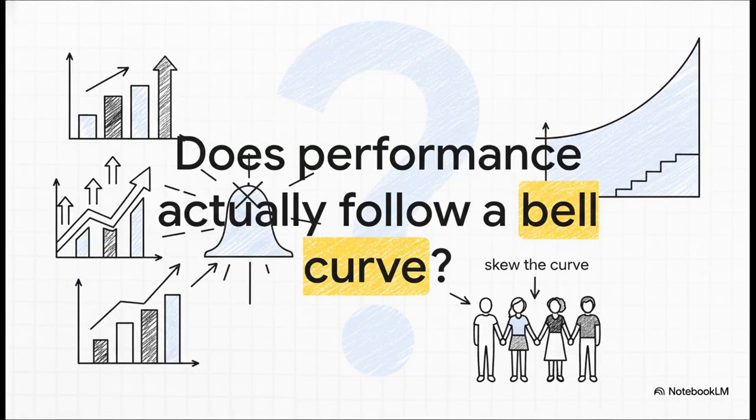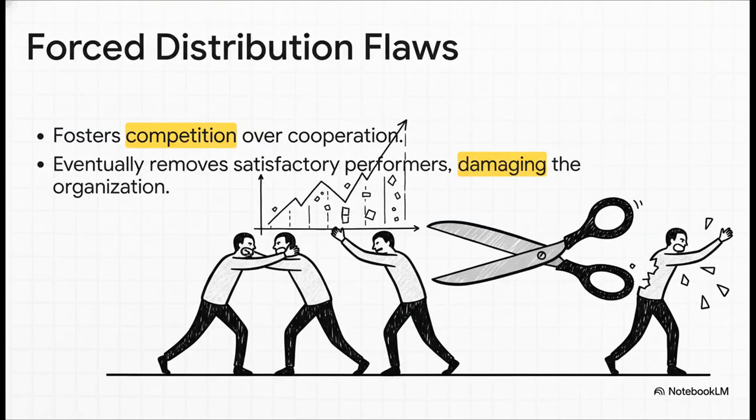But does it, really? Well, the research is pretty darn clear. Nope, not even close. There's basically zero evidence that human performance in a company actually fits this neat little curve. I mean, think about it for a second. If you're hiring great people and helping them grow, shouldn't your performance curve be skewed towards the high end? And what happens when you build a system on a totally flawed idea? Well, the results aren't pretty.